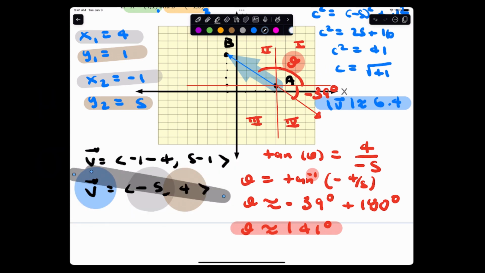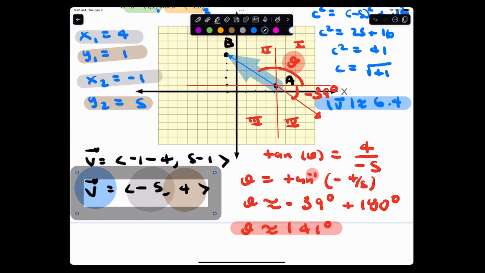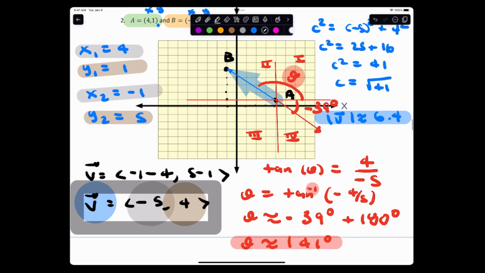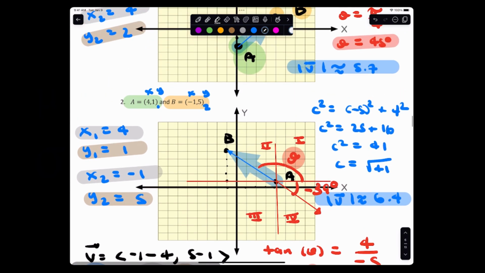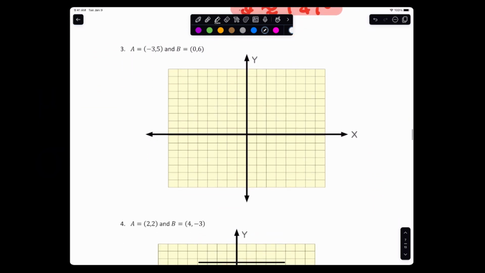Jeez. I don't want to draw that, whatever that is. What do you guys think? Negative 5, 4. All right. I want you to take some time to do the next two as well. See what you guys get for the next two.